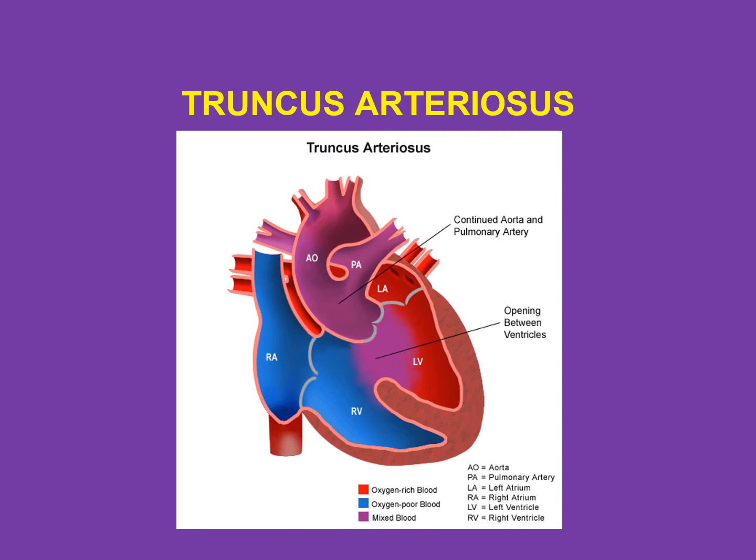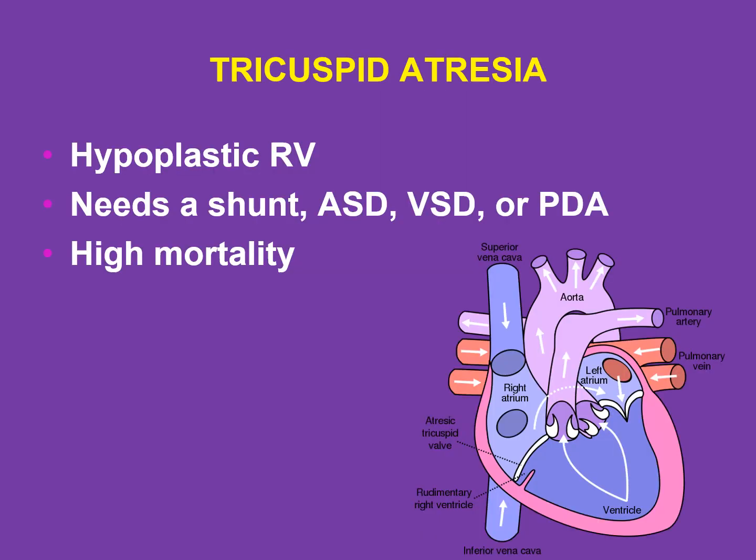Next is your truncus arteriosus. So when we say truncus arteriosus, the trunk fails to divide into aorta and pulmonary arteries, so you only have one single vessel in the heart. Next is the tricuspid atresia. Of course, that is narrowing of your tricuspid valve. This is also associated with the hypoplastic right ventricle. So you need a shunt, which can be an ASD, a VSD, or a PDA. It's a very high mortality.